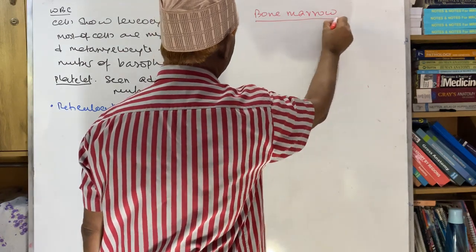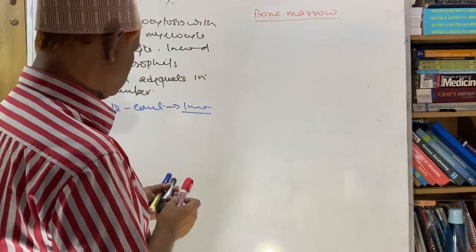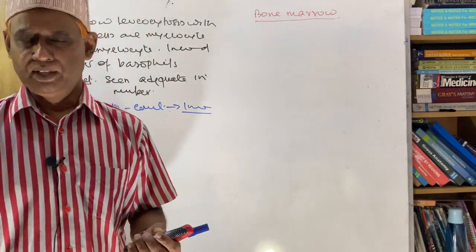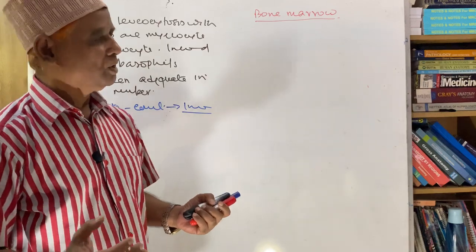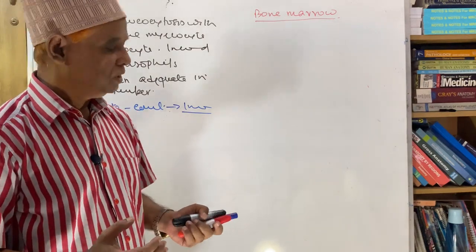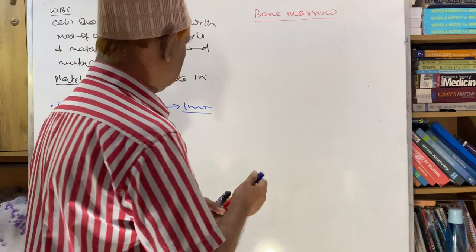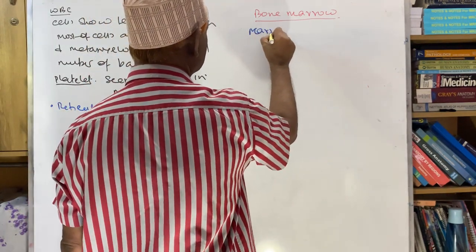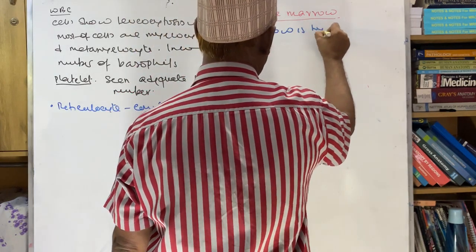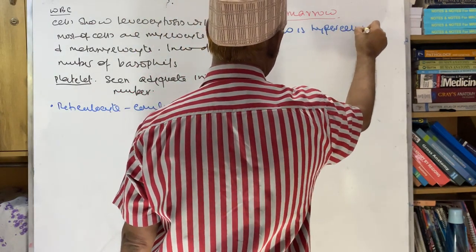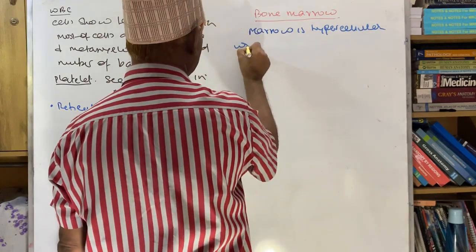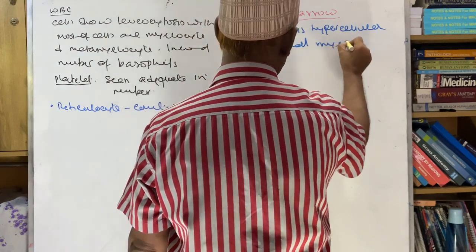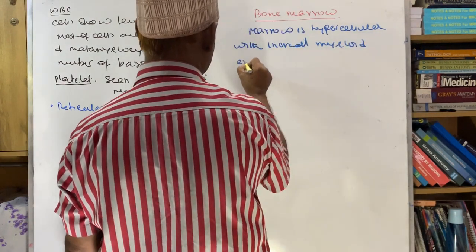Now come to bone marrow examination for diagnosis of chronic myeloid leukemia. Dear audience, you know leukemia is a blood cancer and it is the cancer of hematopoietic stem cell. So marrow will be hypercellular, with increased myeloid erythroid ratio.